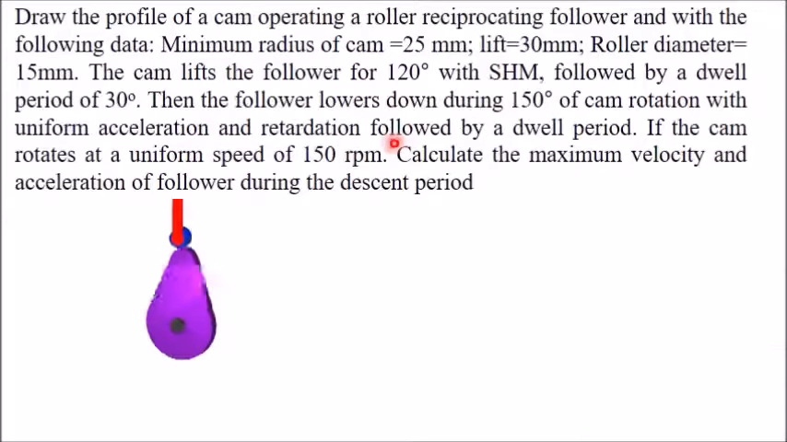Now after that, the remaining angle is dwell period. So the remaining angle you can calculate: 150, 30 and 120, so it becomes 300 degrees. So the remaining 60 degrees is again a dwell period.